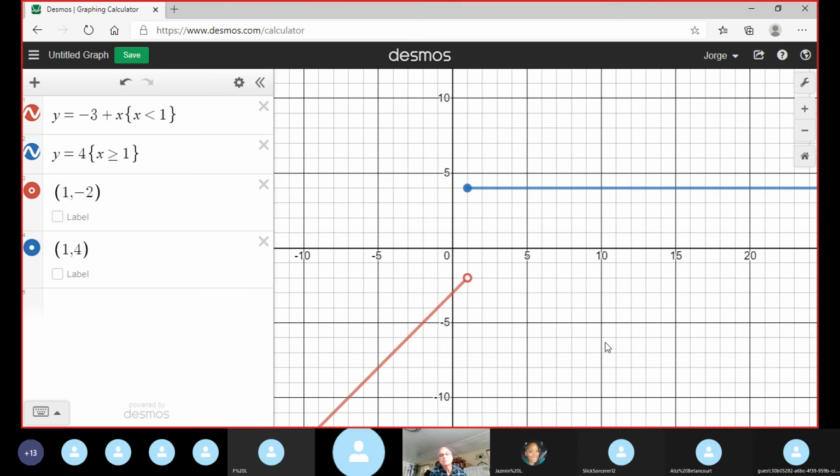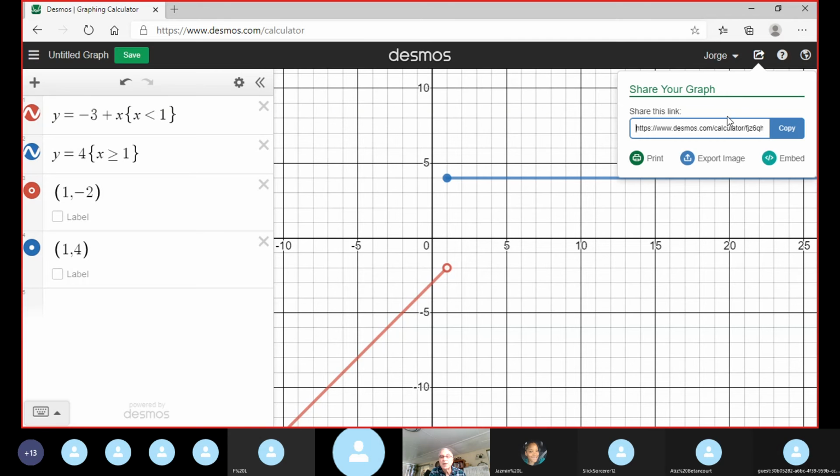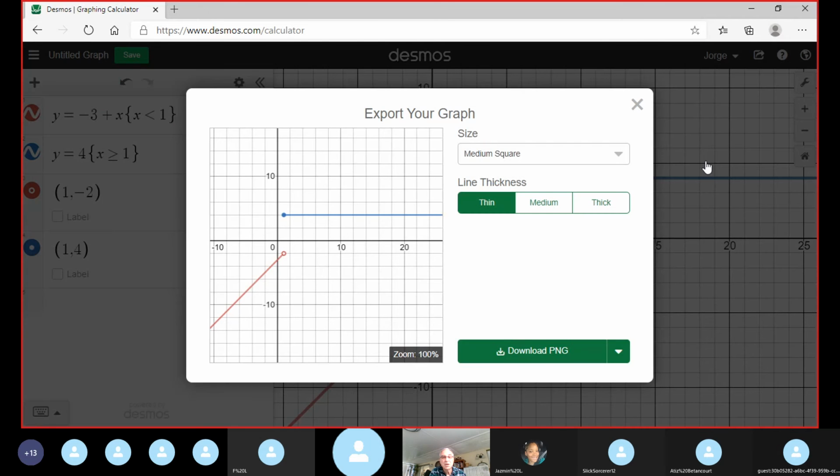And this is my final answer. Now in the test, you click here, share a graph. You select maybe export image. And that's it. And you download and send it back to me. Attach it with the email. Any question? Any question?